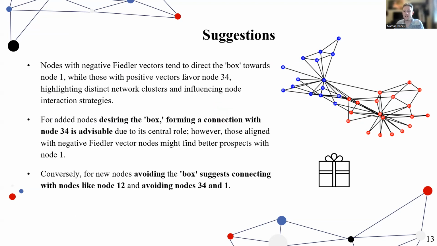So this gives us the suggestion that if you don't want the present, you definitely shouldn't connect with node 34, as it's the most highly connected, and after our steady state is reached, the probability is the highest, as expected. However, if you're already friends with nodes in the negative Fiedler vector cluster, you should probably not connect with node 1 if you don't want that present. And the reverse is true if you do want the present. But if you can only connect with one node and you don't want the present, connecting to a node that's not very connected, like 12, makes a lot of sense.